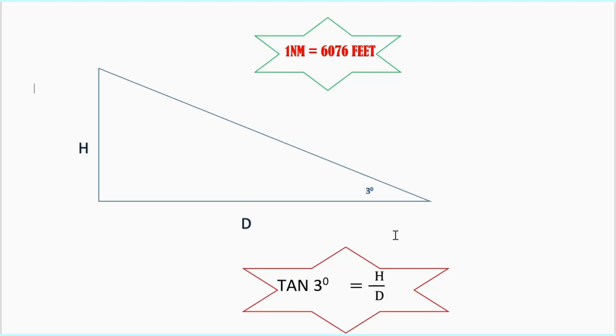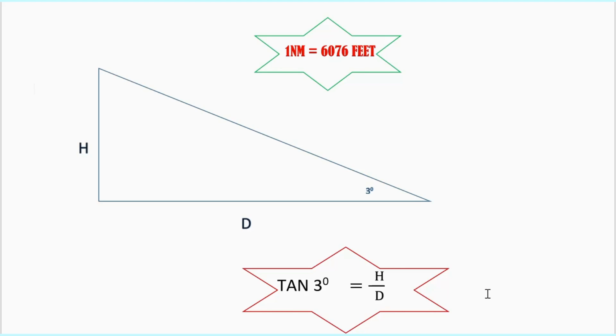So the angle we are discussing here is 3 degrees, which is this angle here between the horizontal and the flight path of the aircraft, and the tan of that angle is equal to the opposite, which is the vertical height in our case, divided by the distance from the reference point or from the airfield, from where you want to calculate. Okay, so that's going to be our opposite and that's going to be our adjacent.